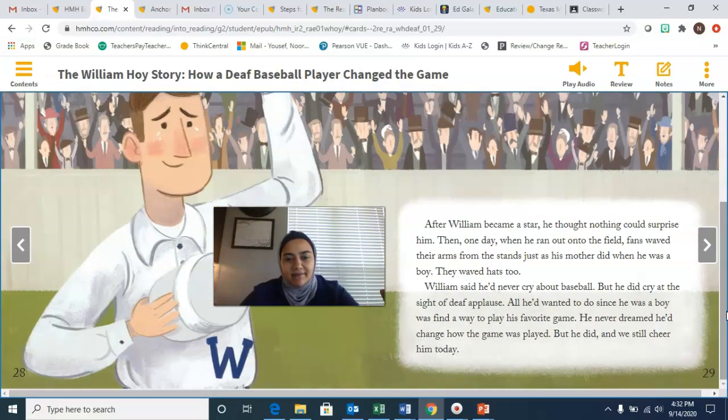After William became a star, he thought nothing could surprise him. Then one day, when he ran out onto the field, fans waved their arms from the stands just as his mother did when he was a boy. They waved hats, too. William said he'd never cry about baseball, but he did cry at the sight of deaf applause. All he'd wanted to do since he was a boy was to find a way to play his favorite game. He never dreamed he'd change how the game was played, but he did, and we still cheer him today.